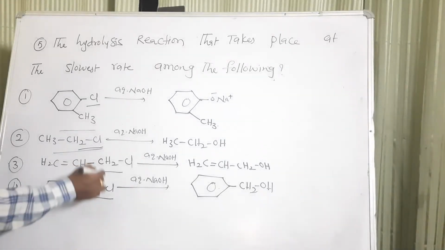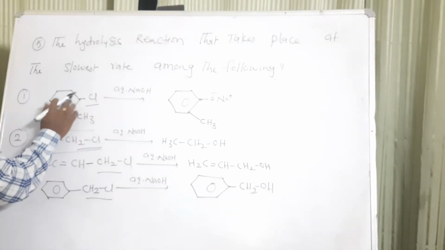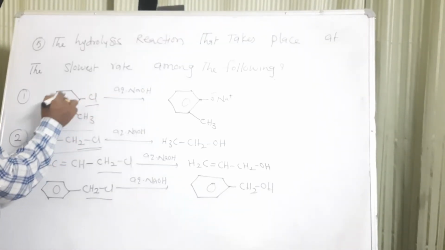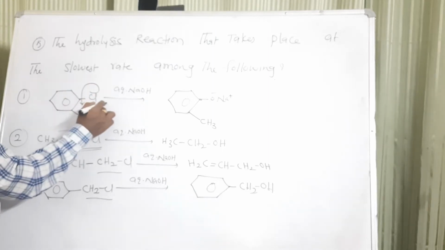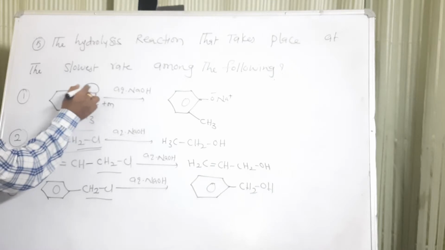So among all these, look at this aryl halide: in this aryl halide, the lone pair of electrons will be donated to the benzene ring. Because of the plus M effect, it will donate to this ring.